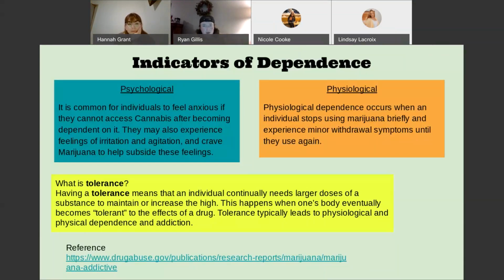Although there is also something called a tolerance. But what is that? Having a tolerance means that an individual continually needs larger doses of a substance to maintain or increase the high. This happens when one's body eventually becomes tolerant to the effects of a drug. Tolerance typically leads to physiological and physical dependence and addiction.